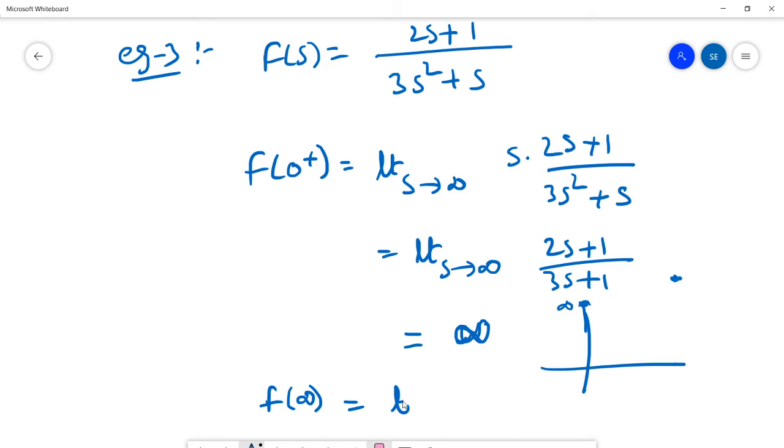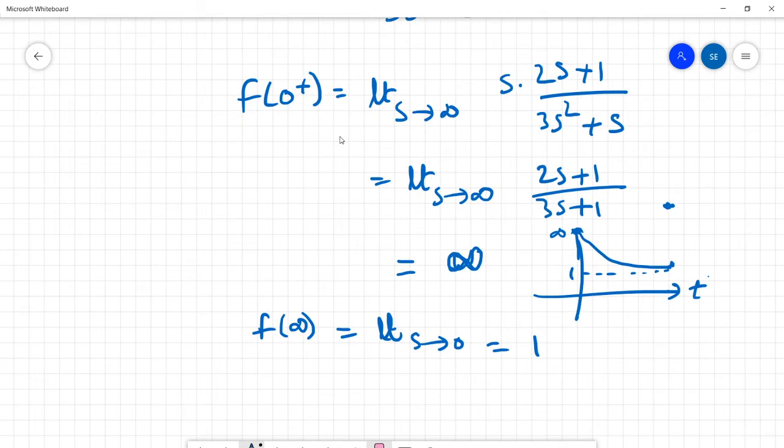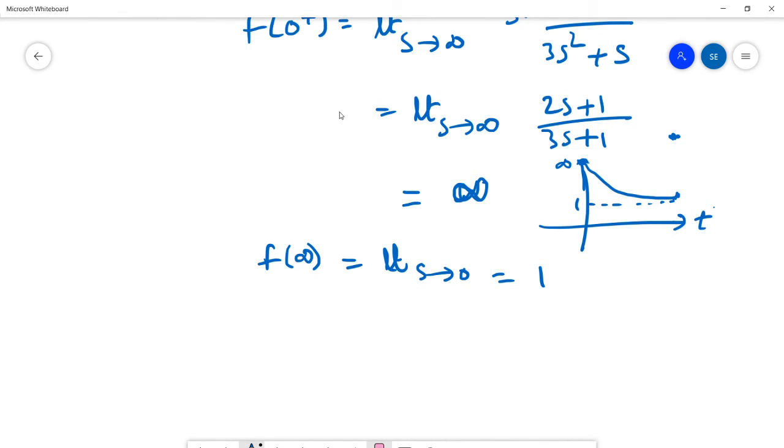Final value theorem: limit s tends to 0. Just substitute s is equal to 0 here. What happens? 0, 0, 1 by 1. Then what you get for this one is 1, because when you apply limit 0 to this function, it turns into 1. So it will start somewhere at infinity but reach the final value of 1. So this is the significance of initial value and final value. By knowing the function f of s, we can determine the initial state and final state of the response.